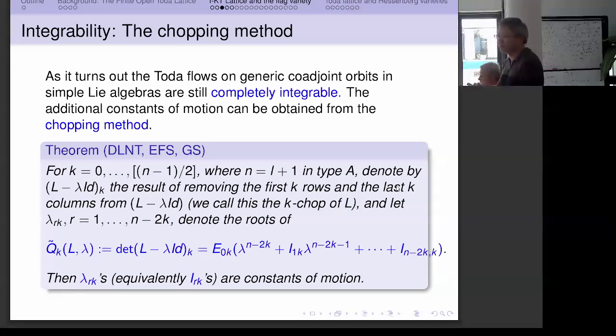And mutually, they don't commute. But each of them will give you enough invariance to say that this is the integrable system. Okay.